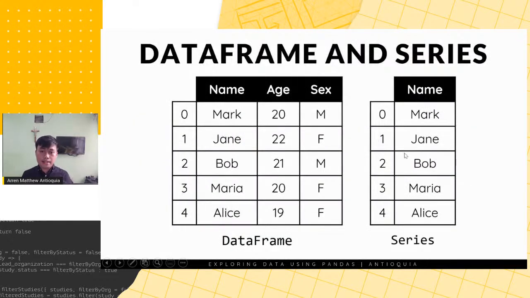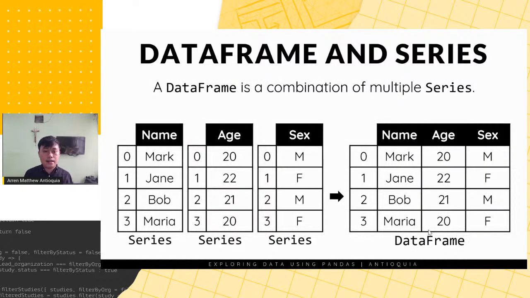Now, in Pandas, we have these two main data structures that we can use. That is your data frame and series. Looking at this illustration, meron kaunting difference lang. Data frame is a 2D representation. That means that you can have multiple rows and multiple columns. While on the other hand, series, you can imagine that this is a 1D array. Okay? Isa lang yung value or column that you can store in it.